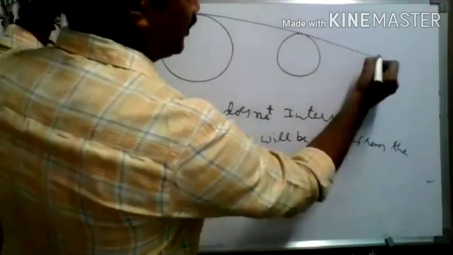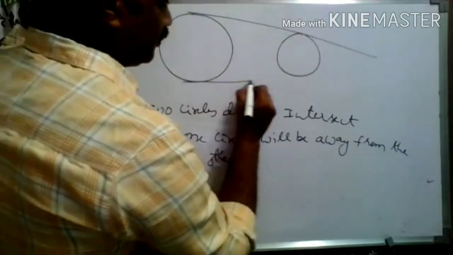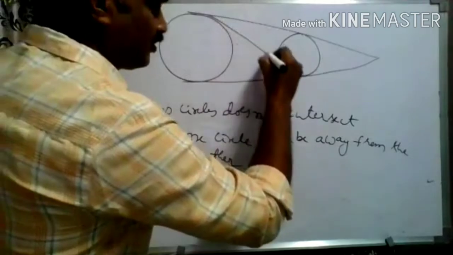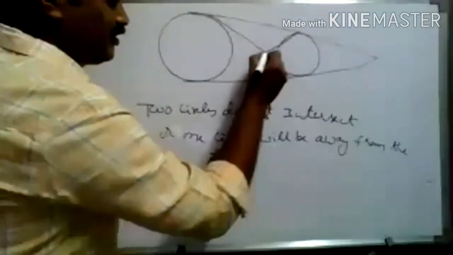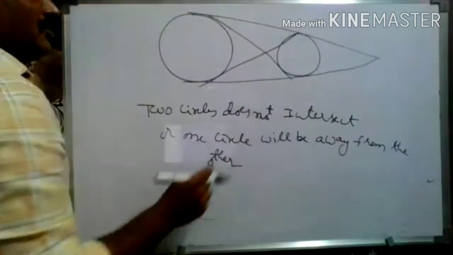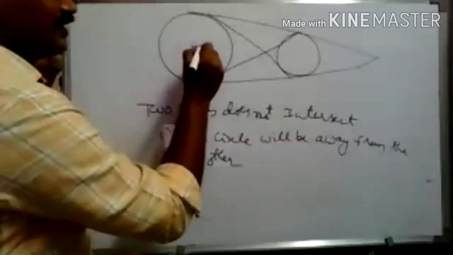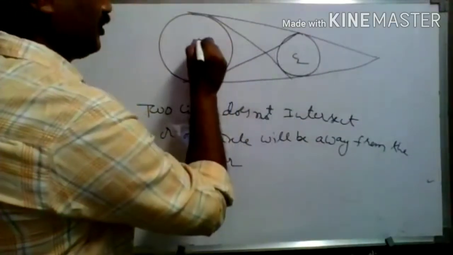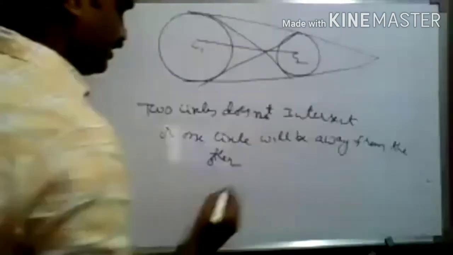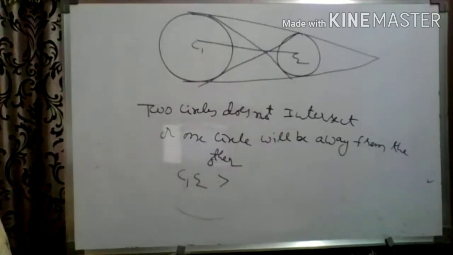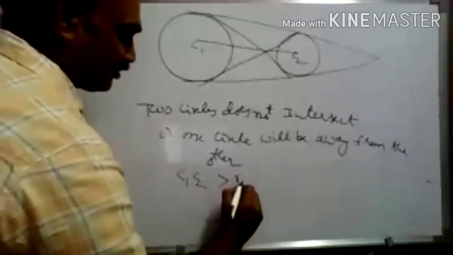What is this? This is one common tangent. Friends, this is also a common tangent. Next, this is also a common tangent. This is also a common tangent. Students, two circles do not intersect, or one circle will be away from the other. This is C1, this is C2. Here, what is the condition, students? C1C2 is greater than R1 plus R2, students.